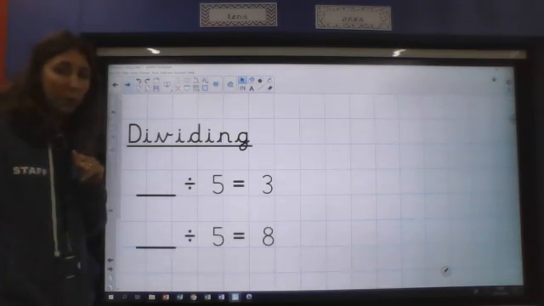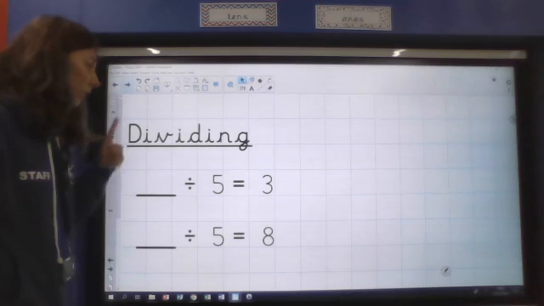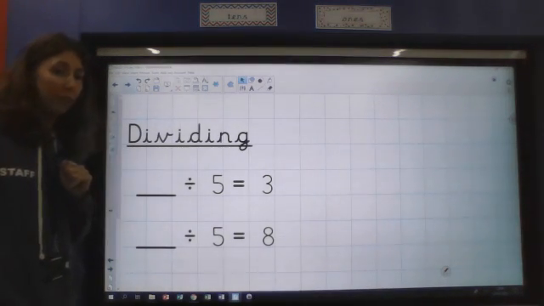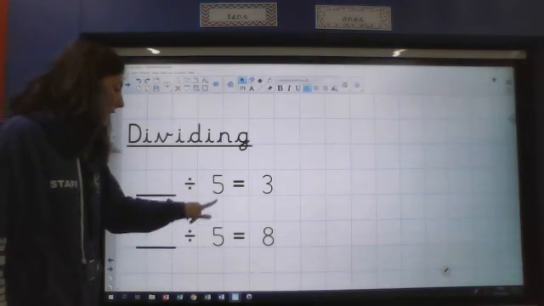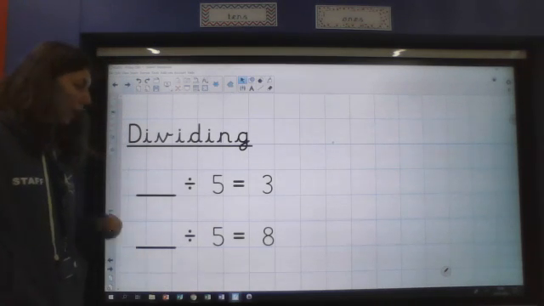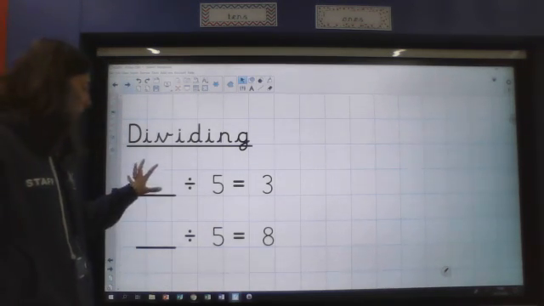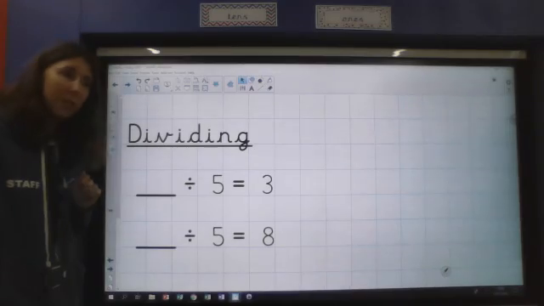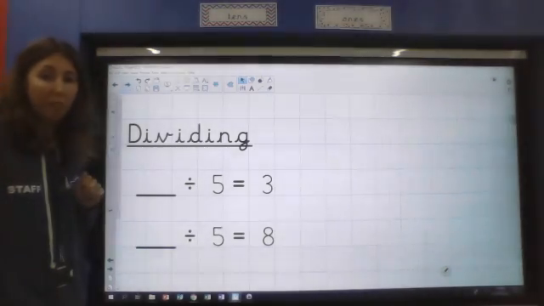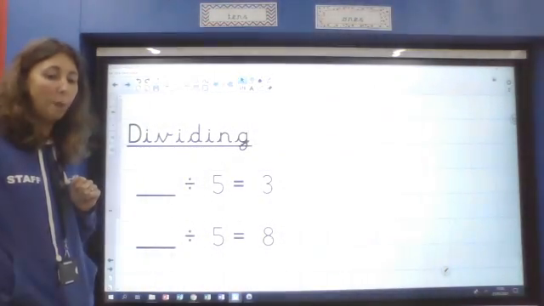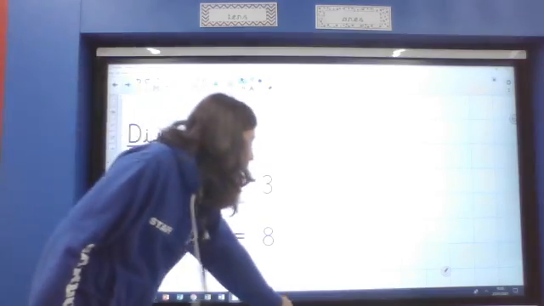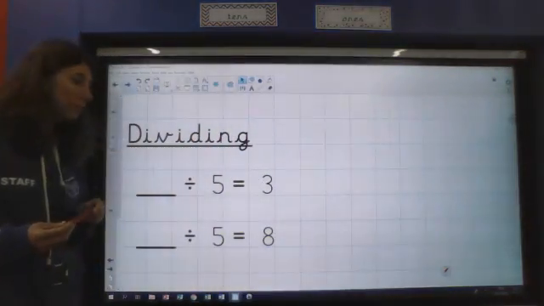So I would like to see if you could have a go at those now. Okay, so pause the video, have a little think. They're both dividing by 5, so we need to use our 5 times tables. See if you can work out what those start numbers need to be using the same method. Okay, give it a pause, have a go. Okay. Now I'm going to go over the answers.